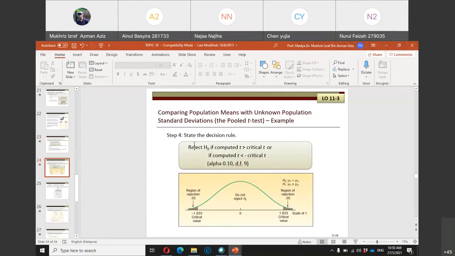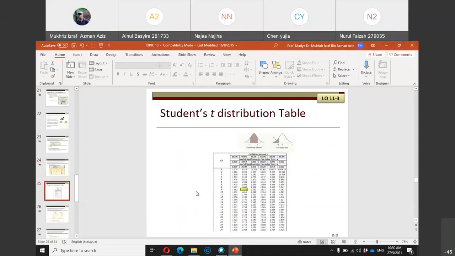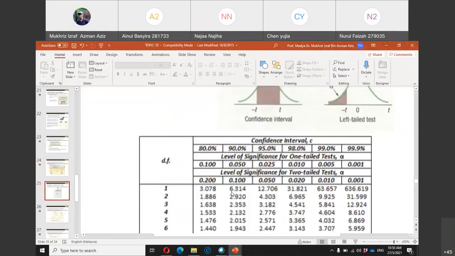Here again, because you are doing a two-tail test, there will be two critical values. One is the positive value, and the second one will be the negative value. So as usual, you need to plug in the positive value, here 1.833, and here negative 1.833. So how do you get 1.833? You refer to the T table.